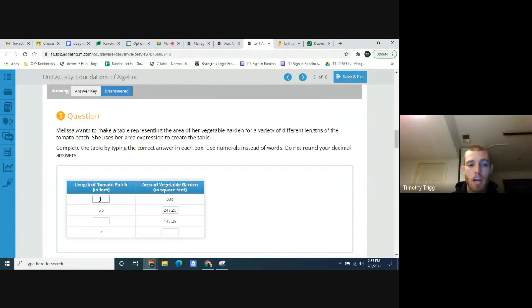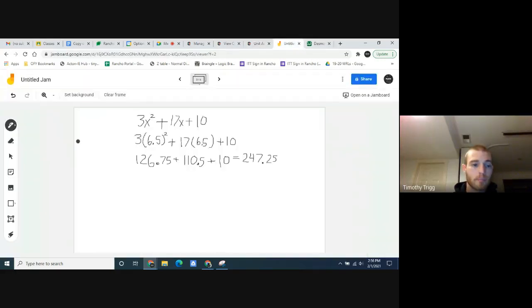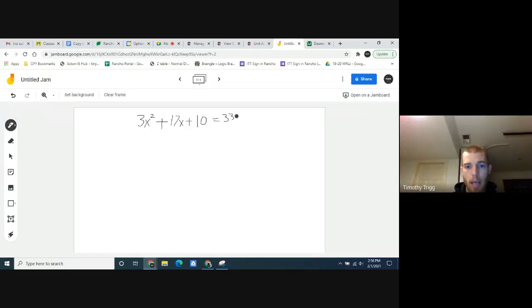Now let me teach you how to fill in these two blanks. These are actually the harder ones. Here they give you the total area already, but we need to find the length of the tomato patch. So let me get rid of all of this. In the first example, the area of the whole garden was 338.